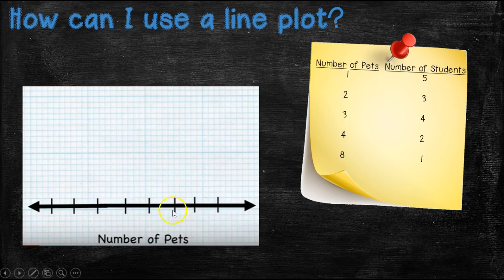So the first thing we're going to do here on our number line is label the number on the bottom. So the bottom here is the number of pets. So we're going to have 1 through 8. 1, 2, 3, 4, 5, 6, 7, 8. Okay? So now we need to decide how many students have each of these numbers of pets, and we need to add the data to our line plot.